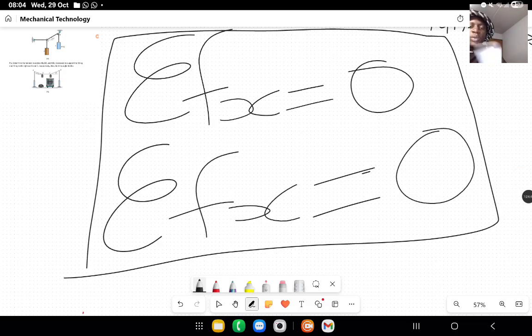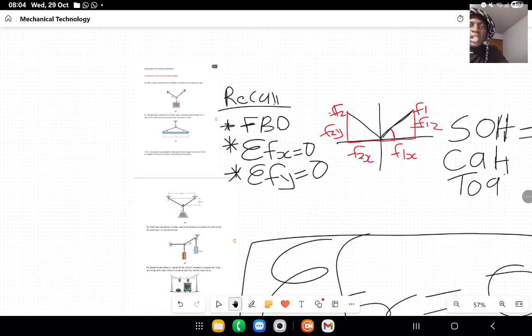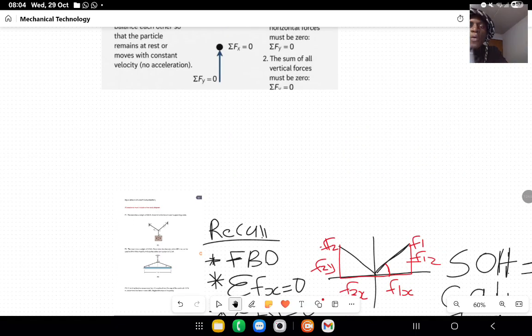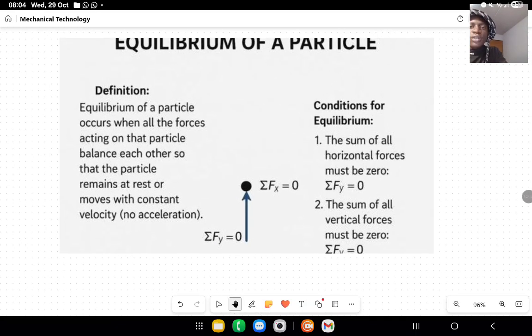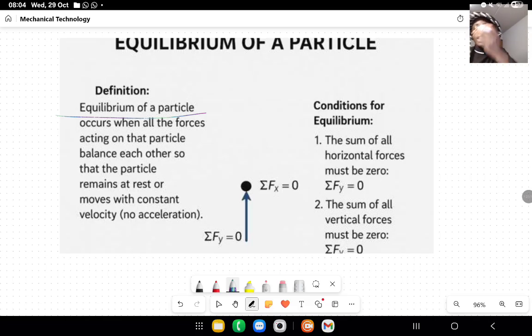Here at the beginning, we must first know the definition of equilibrium. Equilibrium of particles occurs when all forces acting on the particle balance each other so that the particle remains at rest or moves with constant velocity.